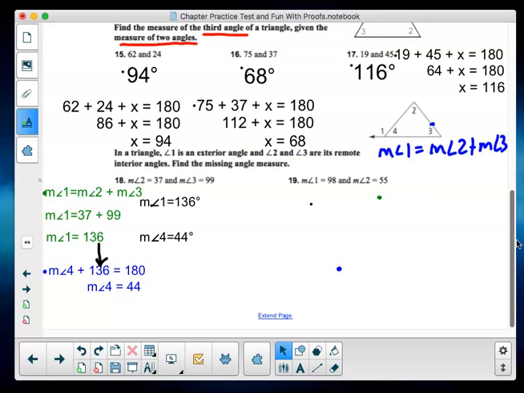Now, if you had problems with this, give 19 a try on your own. If you've totally got it done, we'll go over the answer, but you got to turn me off if you're going to try it for the first time.